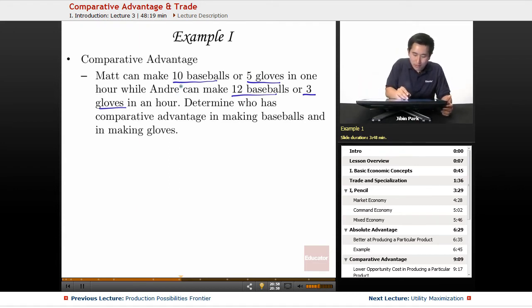So Matt can make 10 baseballs where Andre can make 12. So Andre has absolute advantage in making baseballs. Andre can make 3 gloves in 1 hour, and Matt can make 5 gloves in 1 hour. So who has absolute advantage in making gloves? Well, Matt. So this one's actually really easy. Matt has absolute advantage in making gloves, and Andre has absolute advantage in making baseballs. So you can already determine that Matt is going to make gloves and Andre is going to make baseballs. But again, the reason why isn't because of the absolute advantage, it's because of the comparative advantage.